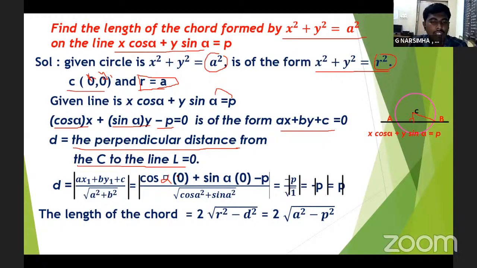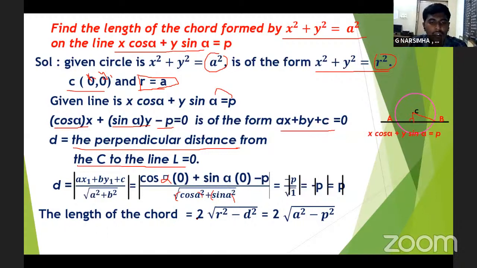That is x1 is 0, y1 is 0. Here c is minus p, divided by root over a square, where a square means cos alpha whole square, or cos square alpha, plus b square, sin alpha whole square, or sin square alpha. Here cos square alpha plus sin square alpha is 1 because it's a trigonometric identity. Okay, 0 into something, 0 into something. That is minus p by root over 1. Root 1 means 1. Modulus of minus p means plus p.